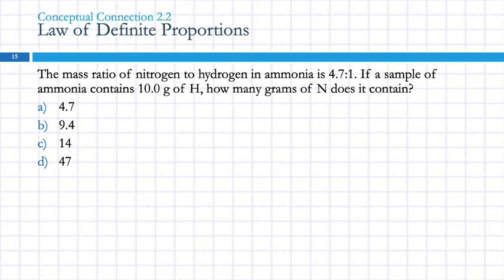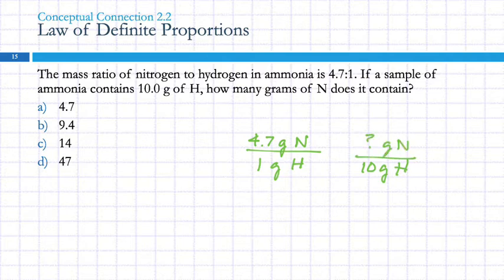So the mass ratio of nitrogen to hydrogen in ammonia is 4.7 to 1. If a sample of ammonia contains 10 grams of hydrogen, how many grams of nitrogen does it contain? So the ratio is 4.7 grams of nitrogen to 1 gram of hydrogen. So if we have 10 grams of hydrogen, how many grams of nitrogen?